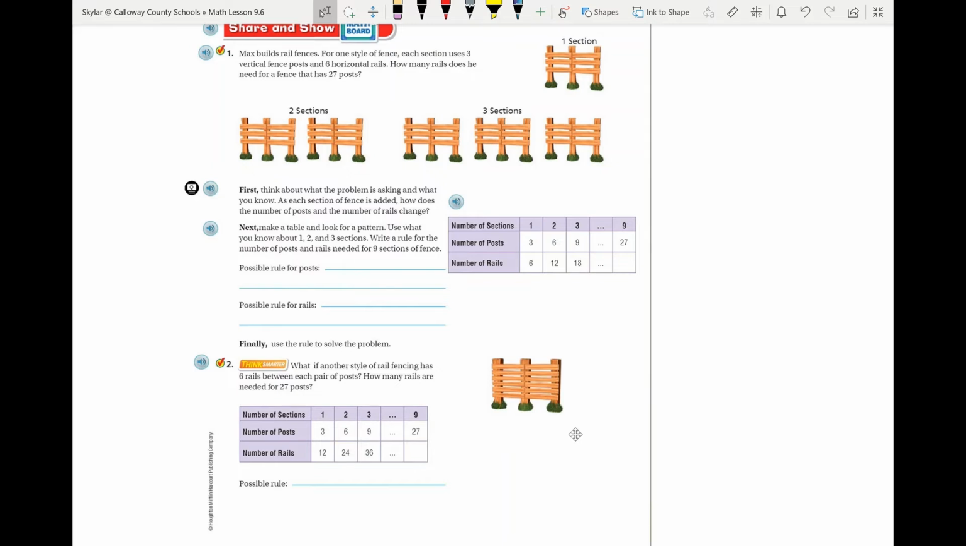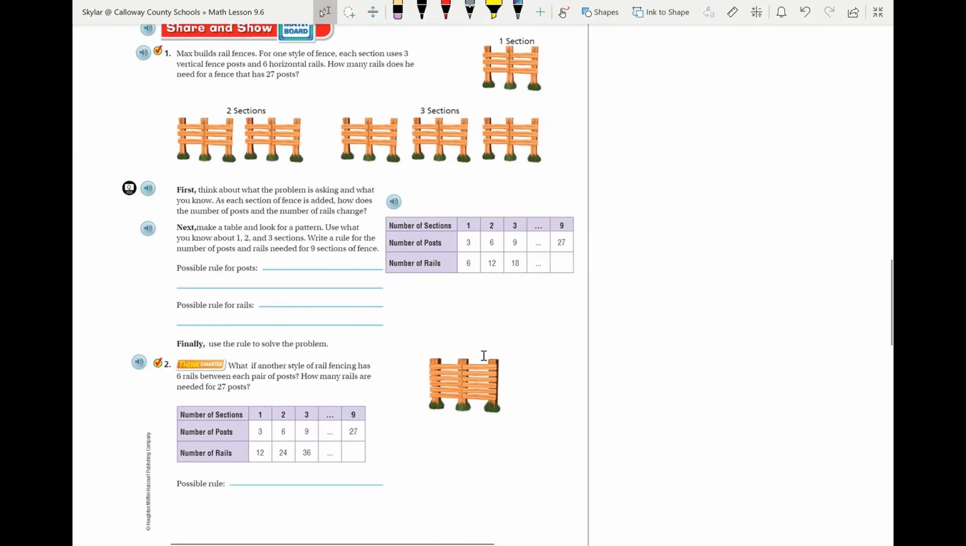So, Max builds rail fences. For each style of fence, each section uses 3 vertical fence posts and 6 horizontal rails. So, how many rails does he need for a fence that has 27 posts? Go ahead and underline that because that's what we're trying to figure out. So, let's just use the information in order that it gives us. So each section, so we'll start off one section, uses 3 posts.